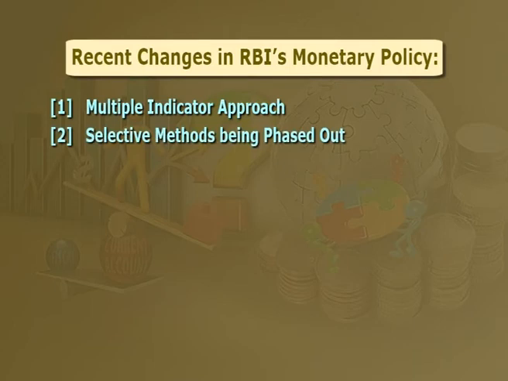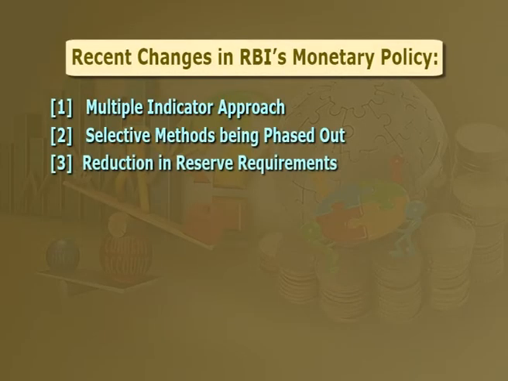Point number 2, selective methods being phased out. With rapid progress in financial markets, the selective methods of credit control are being slowly phased out. Quantitative methods are becoming more important. Point number 3, reduction in reserve requirements. In post-reform period, the CRR and SLR have been progressively lowered. This has been done as a part of financial sector reform. As a result, more bank funds have been released for lending. This has led to the growth of economy.